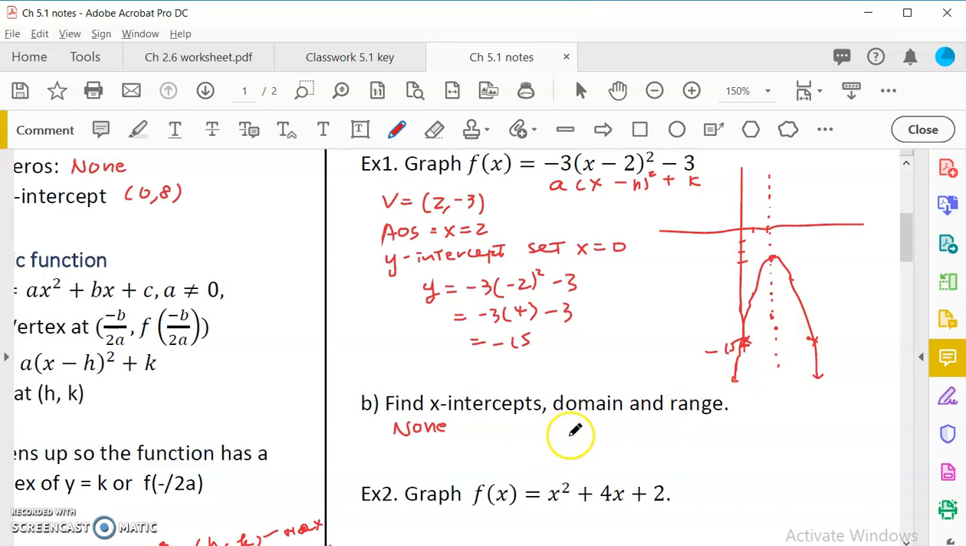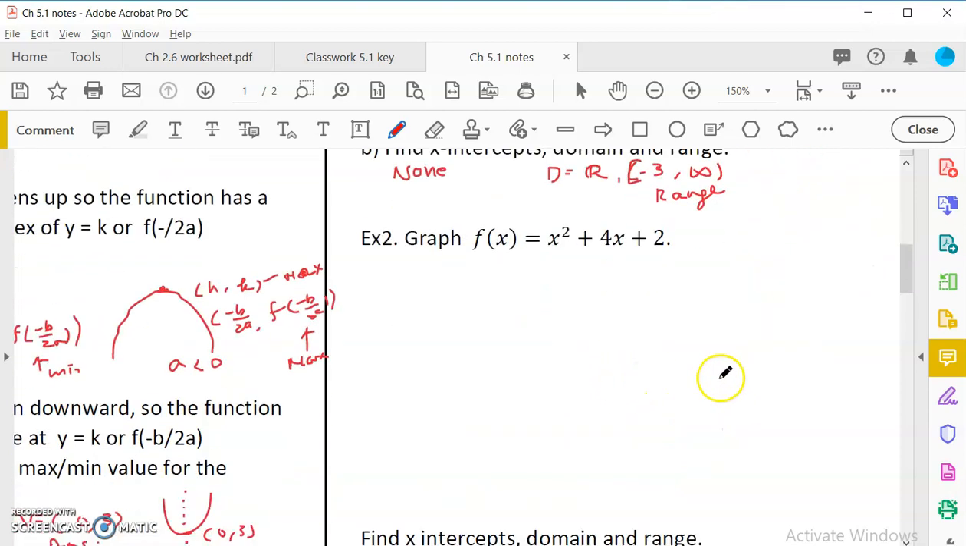What's the domain? The domain is always all real numbers because any x can work. The range is from the highest point, the maximum point. Maximum y is negative 3 all the way down to negative infinity. So you would say the highest point is negative 3, and it goes down to negative infinity for the range. Oh, I should say range here.